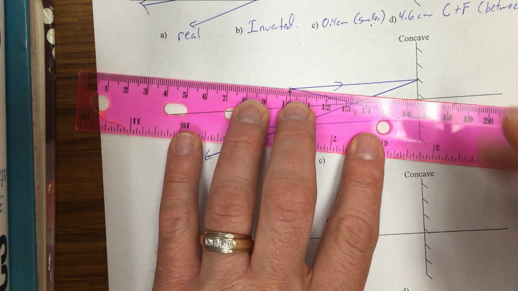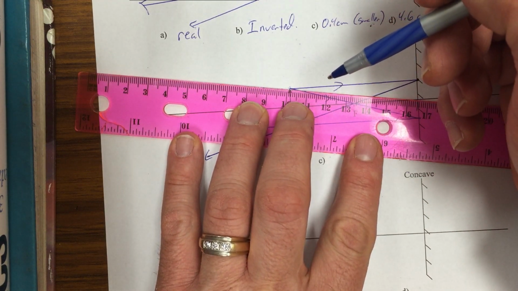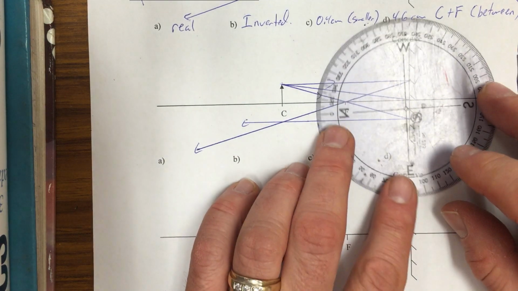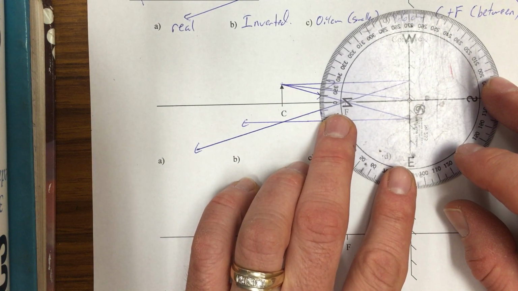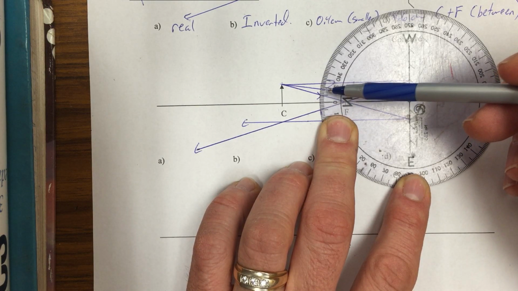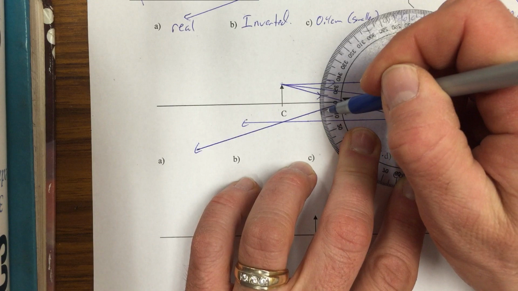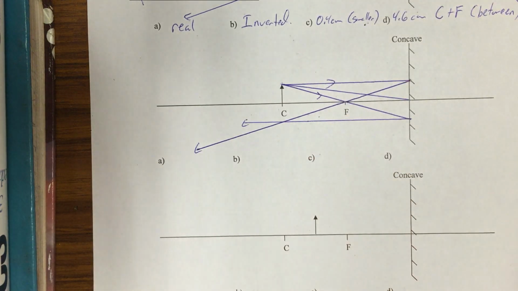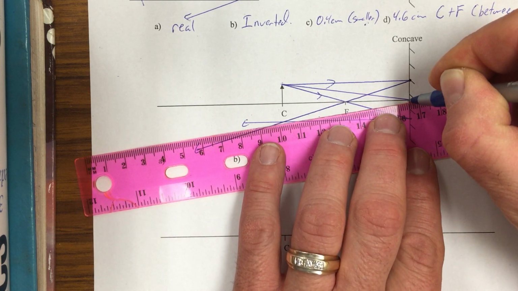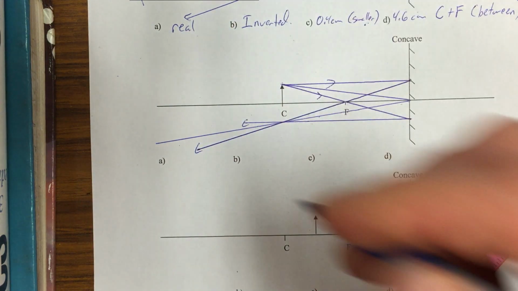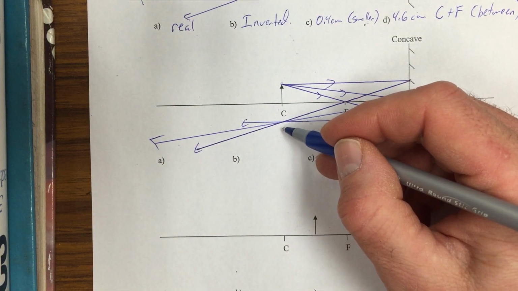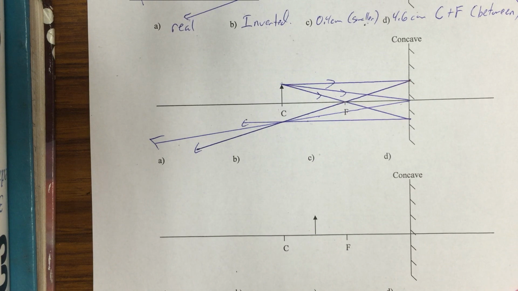So again, we have to take that light ray from the tip of the object down to the vertex. We have to put on our protractor. We have to measure the angle. I get 9 degrees. Connect from the vertex out to my 9 degrees like so. And I get a nice crossing point right there. And you? Did you get a nice crossing point right there?